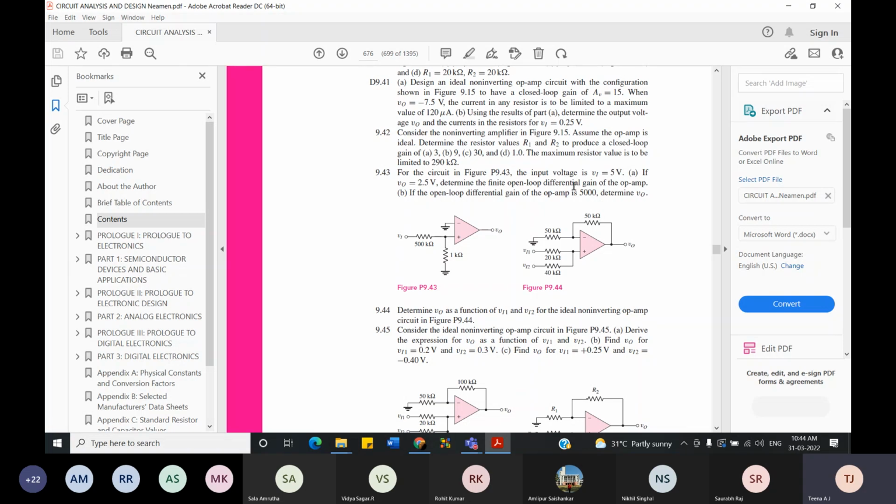Output is given, input is given. You can calculate AOD from that. If it is not clear, I can repeat.